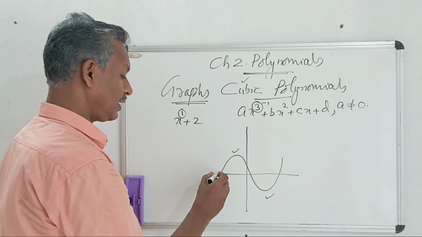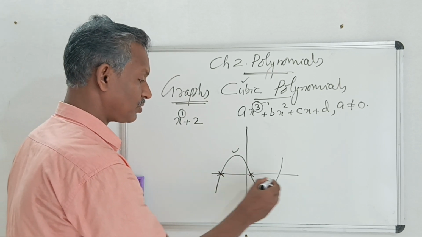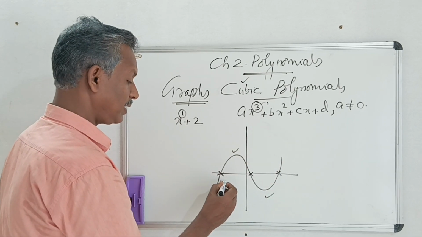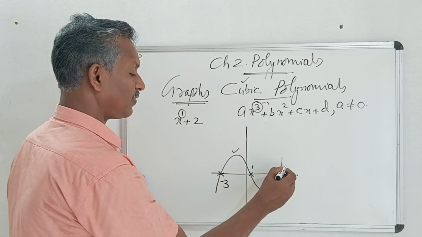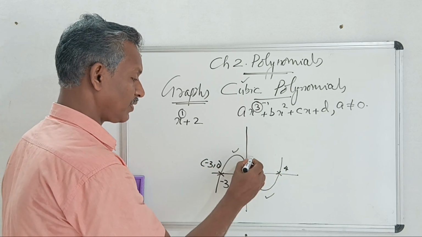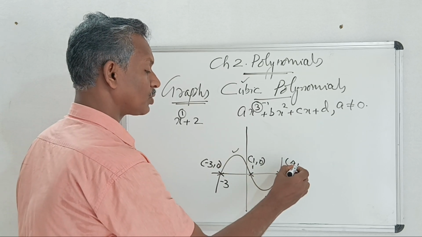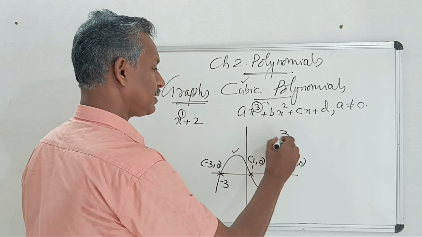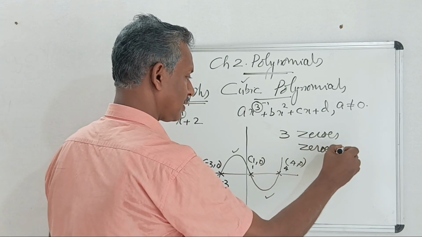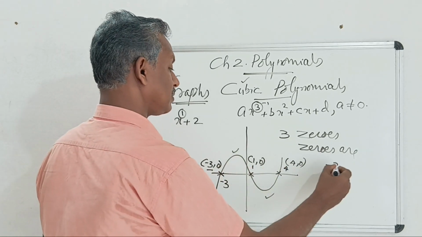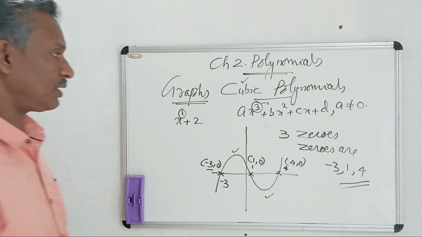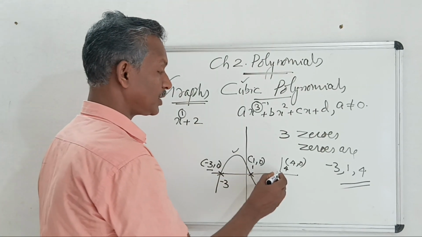Okay, leave it. It may intersect the x-axis at 3 points. May it be minus 3, 1 and 4, for example. So it is (minus 3, 0), this is (1, 0) and this is (4, 0). So it has 3 zeros. And which are the zeros? Zeros are minus 3 is the first zero, 1 is the second zero, 4 is the third zero. Okay, when it is a cubic polynomial, it can have maximum 3 zeros.